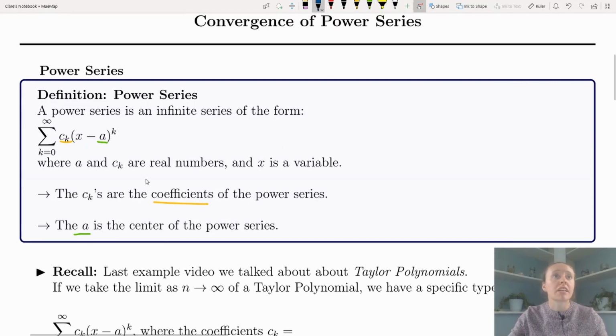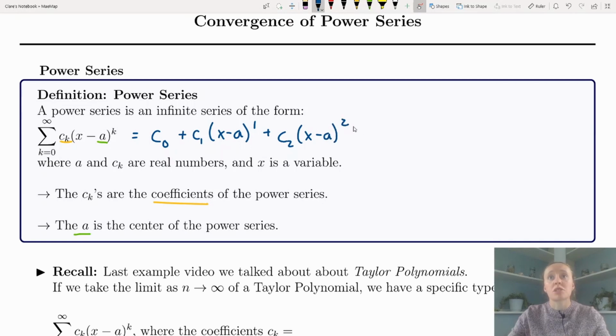And if you thought about writing out a couple of terms, plugging in 0, we would just get c sub 0 times (x minus a) to the 0, so just c sub 0 times 1. Next, we would get c sub 1 times (x minus a) to the 1, so a first degree polynomial. Then we would get c sub 2 times (x minus a) squared, a second degree polynomial, and so on.